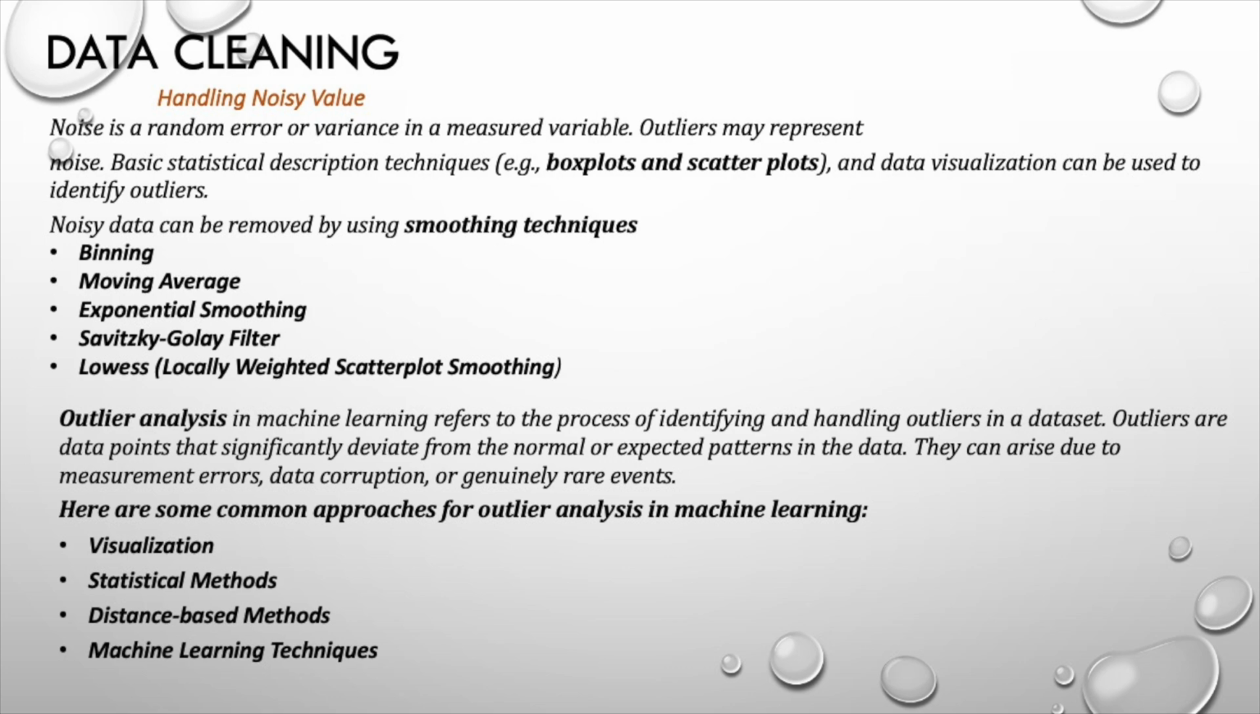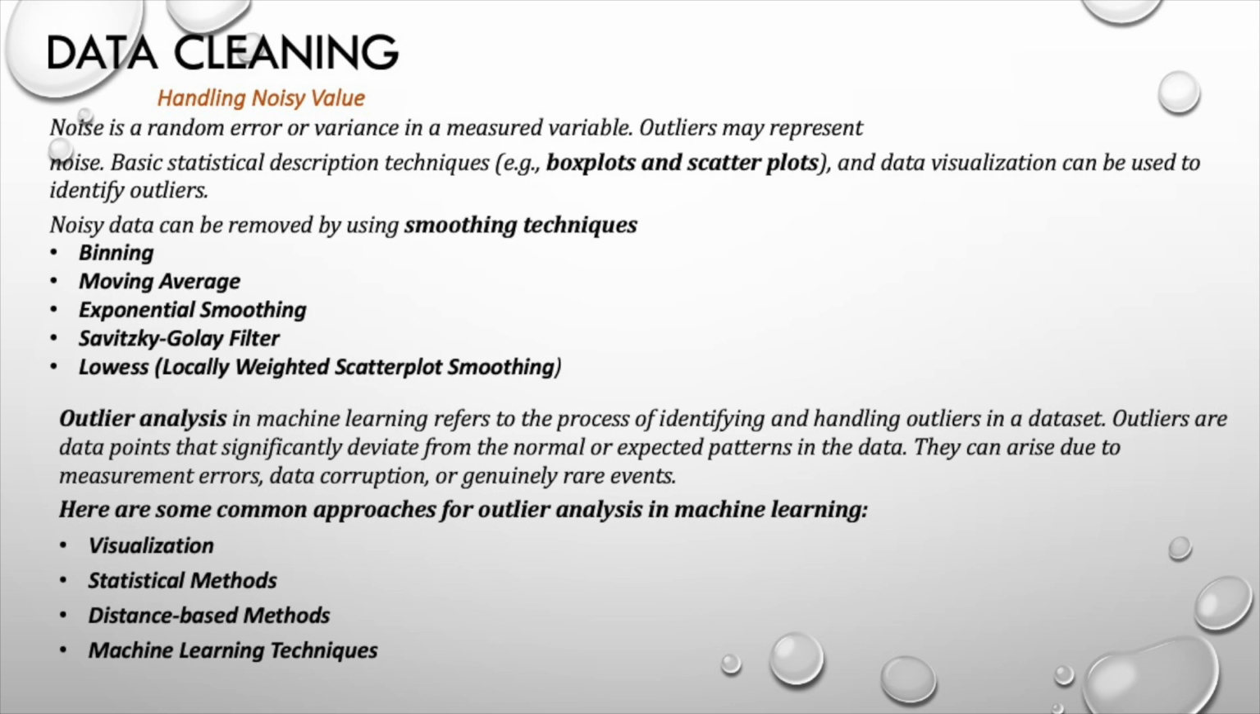Smoothing. Data smoothing in machine learning refers to the process of reducing noise or variability in a dataset to reveal underlying patterns or trends. It involves applying a smoothing technique to the data to create a simplified representation that is easier to analyze or work with. The goal of data smoothing is to remove random fluctuations or outliers while preserving the overall structure and important features of the data. There are several commonly used techniques for data smoothing.